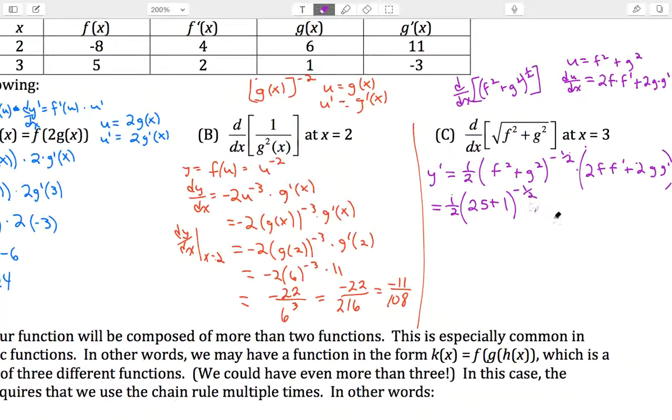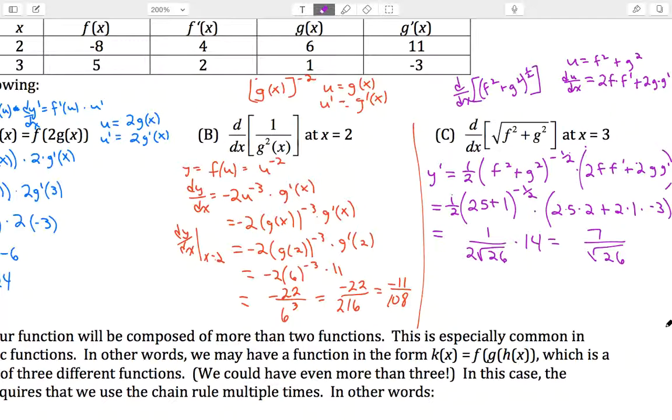Let that be a lesson to you. 2 times 5 times 2, plus 2 times 1 times, equals. Now this is negative 1/2. Can I go ahead and put that on the bottom? Yes. So that's going to be 1 over 2 square root of 26, times negative 14, and those will simplify, so 7 over square root of 26.